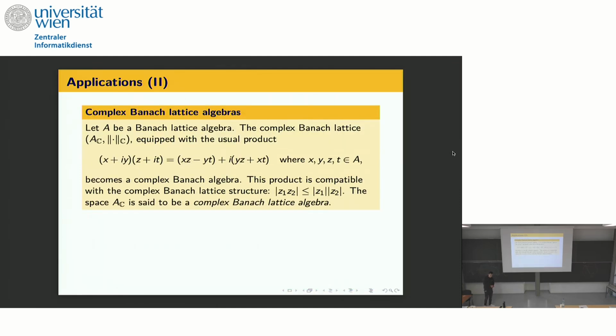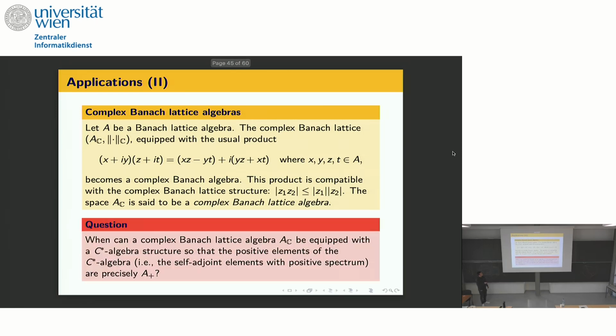And it turns out that you can also complexify the notion of Banach lattice algebra because you can define a product in the obvious way. And this now becomes a complex Banach algebra because the modulus is submultiplicative. This is not obvious, but it works. And this is what is called a complex Banach lattice algebra.